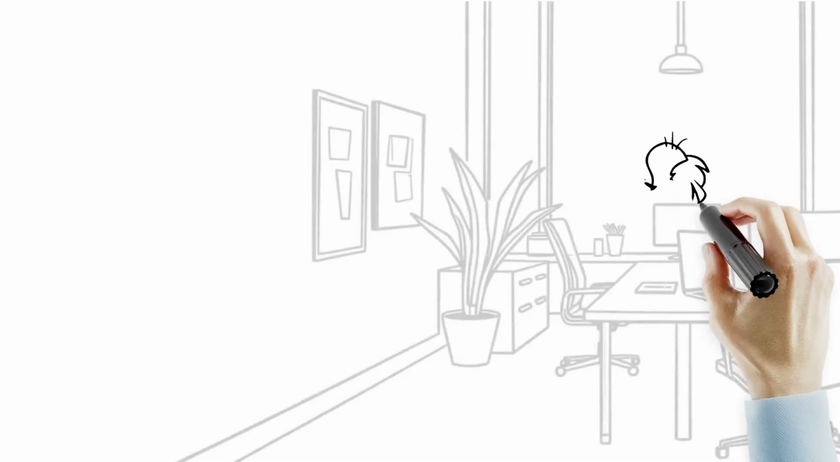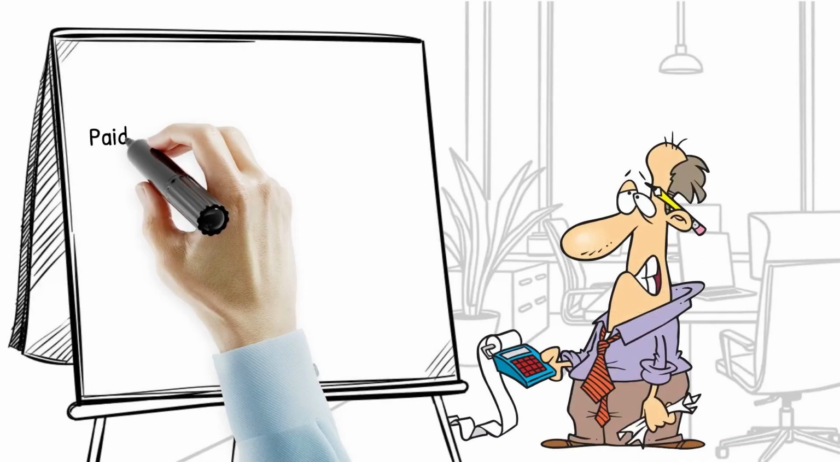Paid a vendor $700 for inventory purchased last month on credit. Account to debit, account to credit.